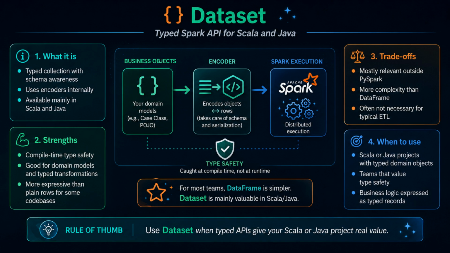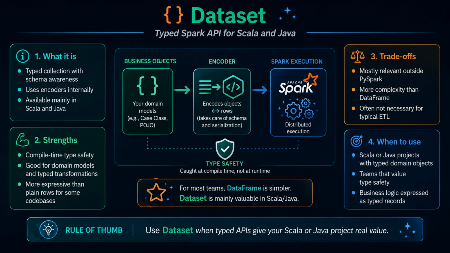Next, let us explain Dataset. Dataset is a typed Spark API mainly used in Scala and Java. The big idea behind Dataset is to combine the benefits of structured data with compile-time type safety. In the center of the slide, you can see the flow. You start with business objects such as a Scala case class or a Java POJO. Then Spark uses an encoder. The encoder converts objects into Spark's internal row format, and it also helps with schema and serialization. After that, Spark executes the job in a distributed way.